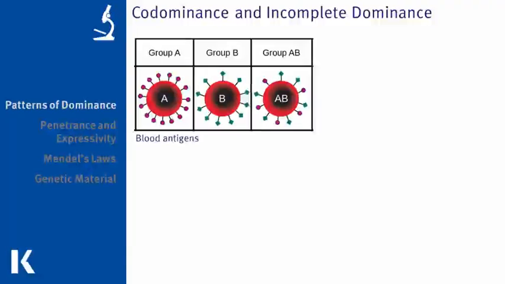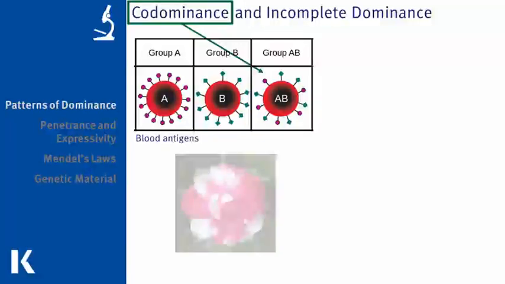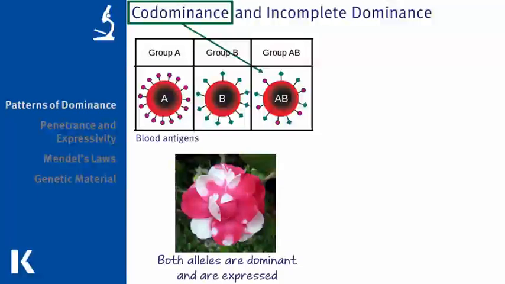We'll start by looking at codominance, for example, blood antigens. Codominance occurs when both dominant alleles express themselves into the observable traits, and neither is dominant over the other. In individuals with alleles for both A and B blood antigens, both antigens are found in the blood because these alleles are expressed simultaneously. We can also look at flowers and see that in this flower, pink and white are dominant alleles, and both are expressed to yield a flower with both pink and white sections.